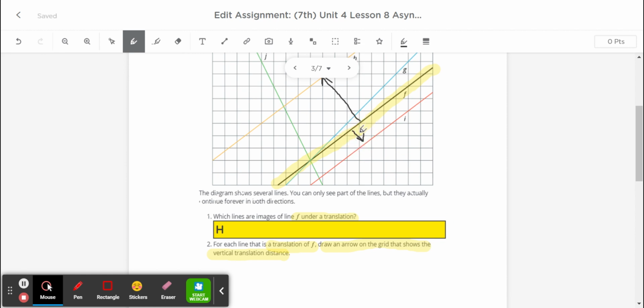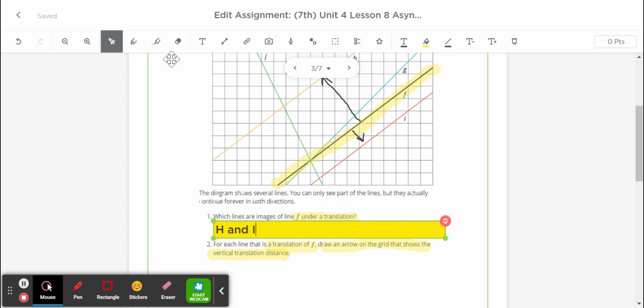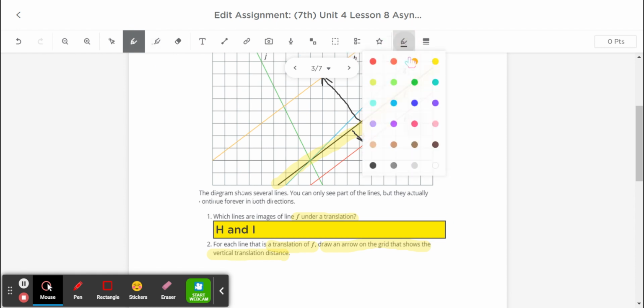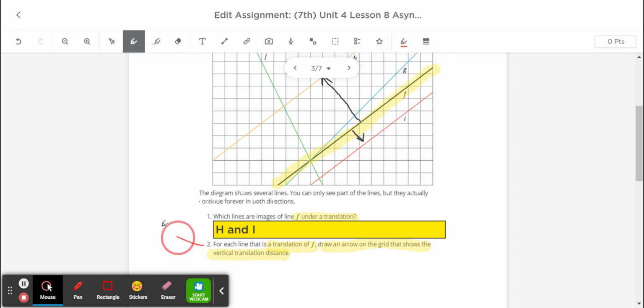So the first image is H, and the second image is I, because once again, we can simply slide F in this diagonal direction like the arrow I just drew. There are no turns or twists that are required. So we can say H and I are translations. And I drew the arrows on the grid to demonstrate those translations. So my answers to question 2 are up here on the grid.